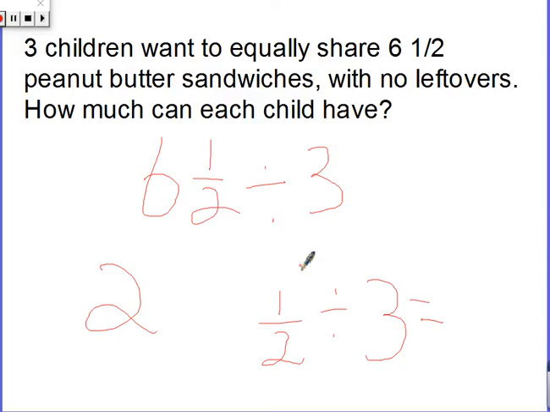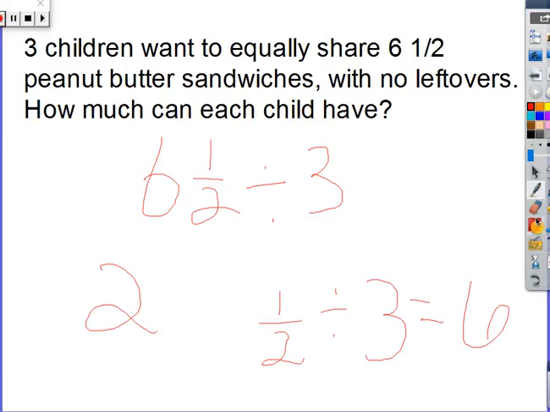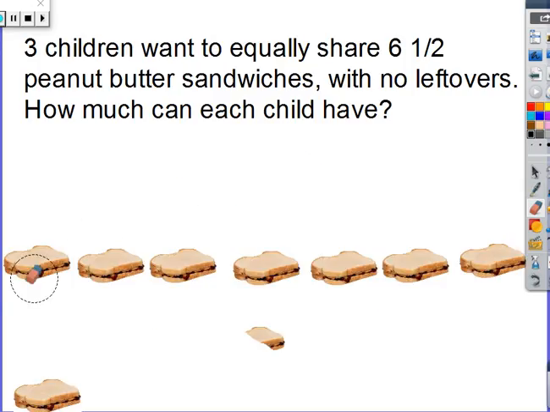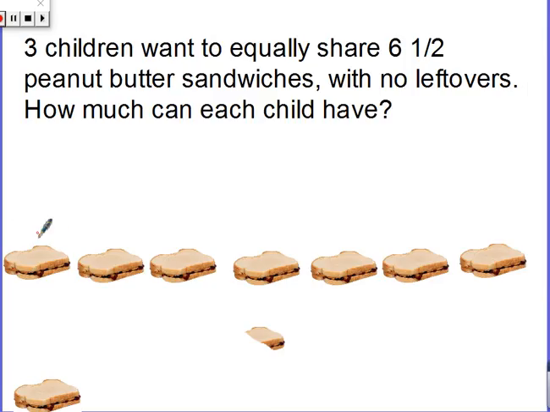So I had the 6 sandwiches and we decided each kid will get 2. I'm sorry, each kid will get 3 whole sandwiches. Correct? Is that what we came up with back here? One kid, 2 kids, 3 kids. Here's kind of our problem. We have too many sandwiches.